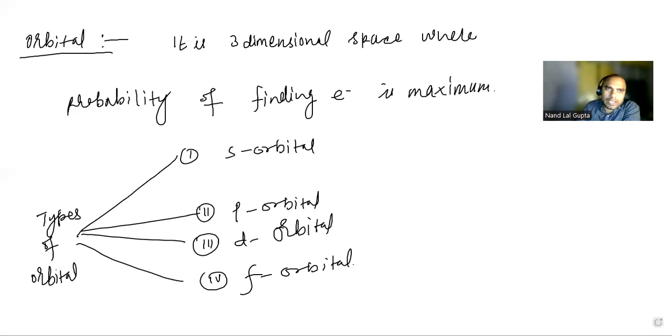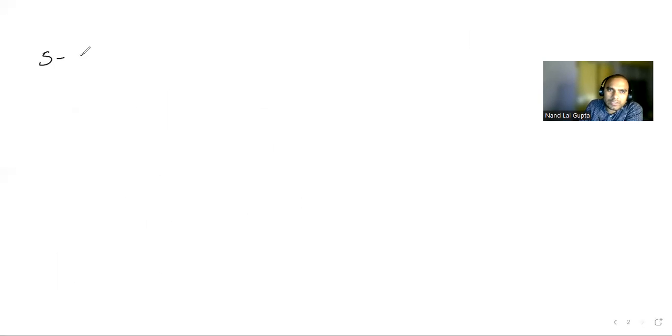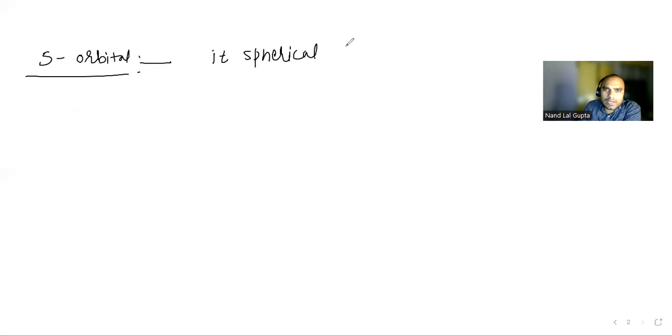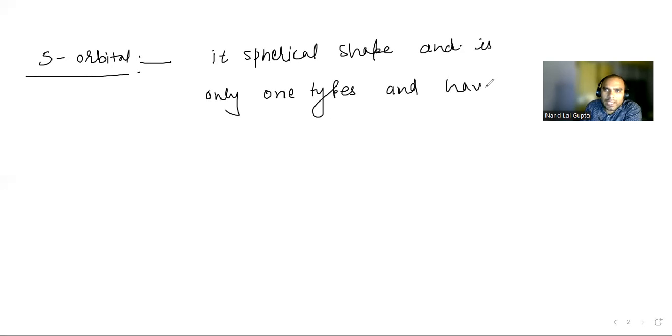Let us try to understand the s orbital. The s orbital has a spherical shape, and it is only one type. How many electrons are maximum? Maximum 2 electrons. One type means one orbital, so 2 electrons.